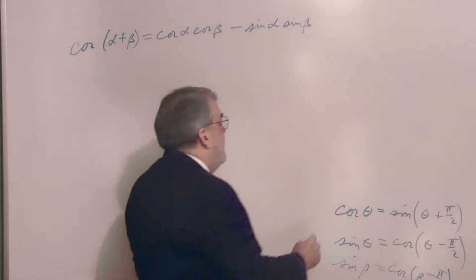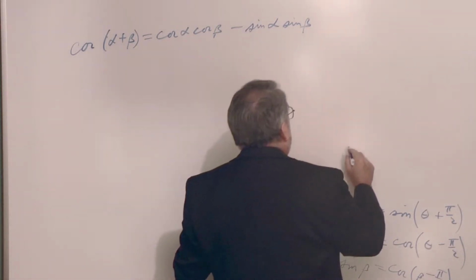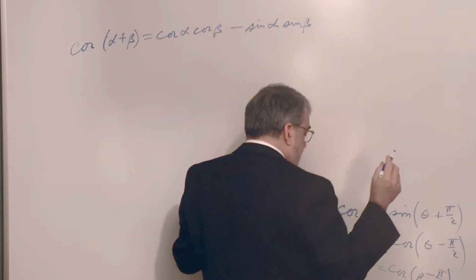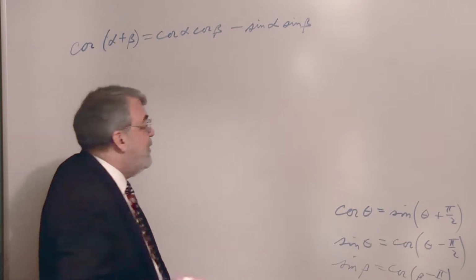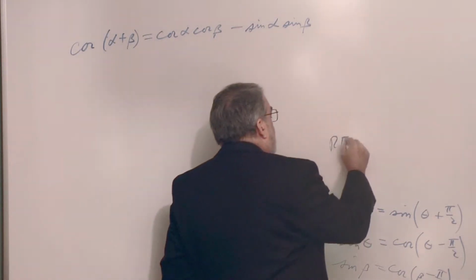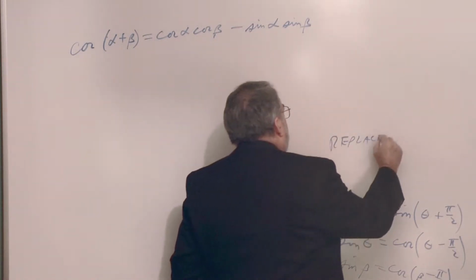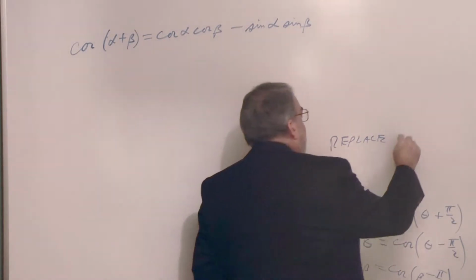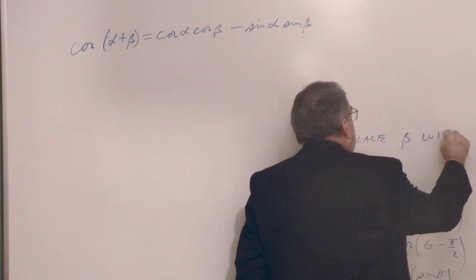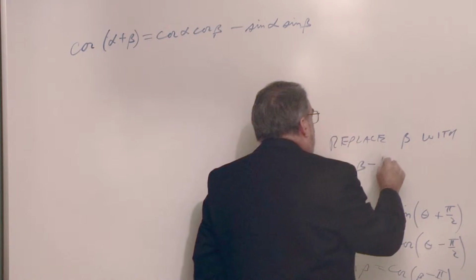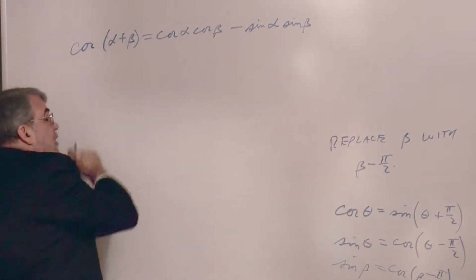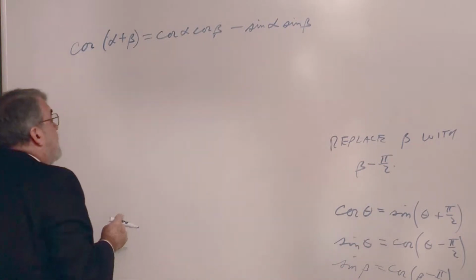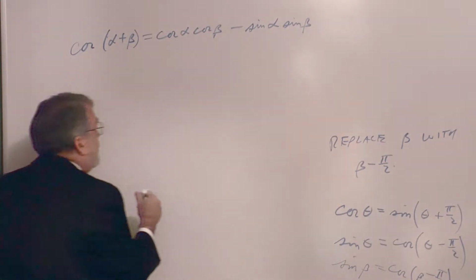I'm going to replace beta with beta minus pi over 2. I'm not going to change it, I'll use a different variable this time. I'm just going to replace beta with beta minus pi over 2. And we'll see how it happens. Now, it's going to work out nicely here. A little worried about that, but I think this is going to work out fine.